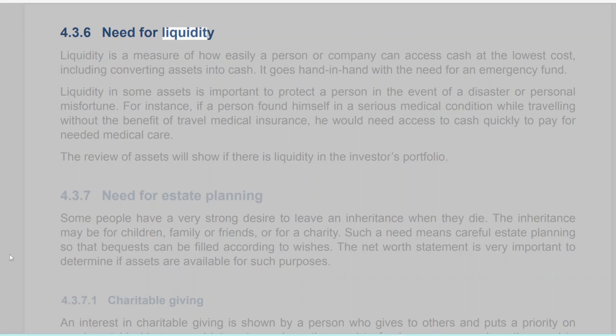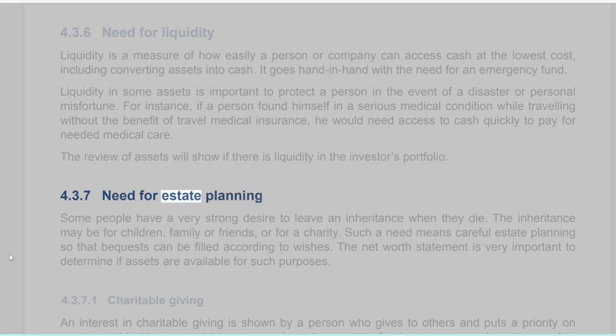4.3.6 Need for liquidity. Liquidity is a measure of how easily a person or company can access cash at the lowest cost, including converting assets into cash. It goes hand in hand with the need for an emergency fund. Liquidity in some assets is important to protect a person in the event of a disaster or personal misfortune. For instance, if a person found himself in a serious medical condition while traveling without the benefit of travel medical insurance, he would need access to cash quickly to pay for needed medical care. The review of assets will show if there is liquidity in the investor's portfolio.